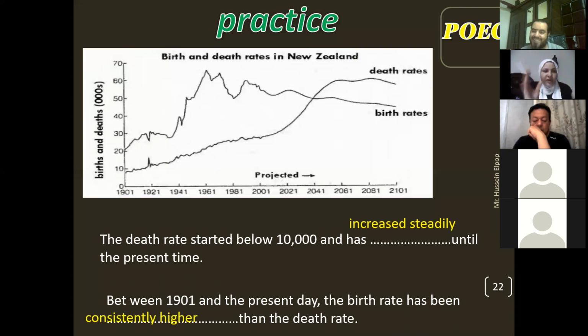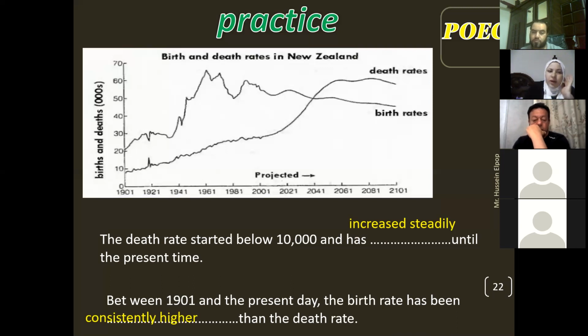Something to describe this state of being higher. Higher at the beginning, is higher, and then consistently went higher. Yes. It was always going up more than the death rate. It is high.